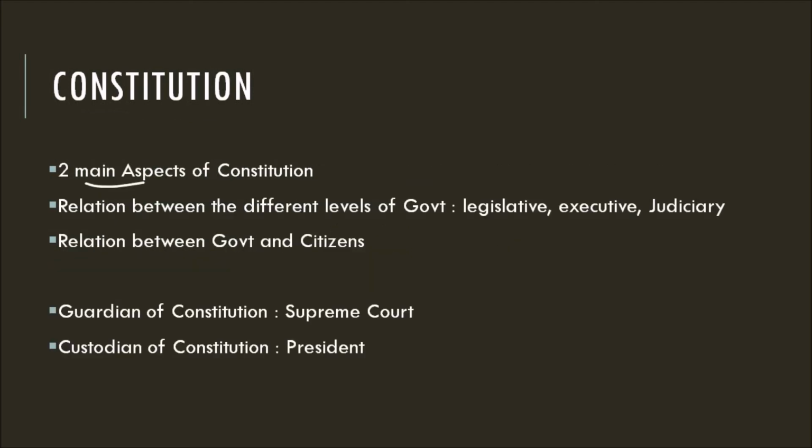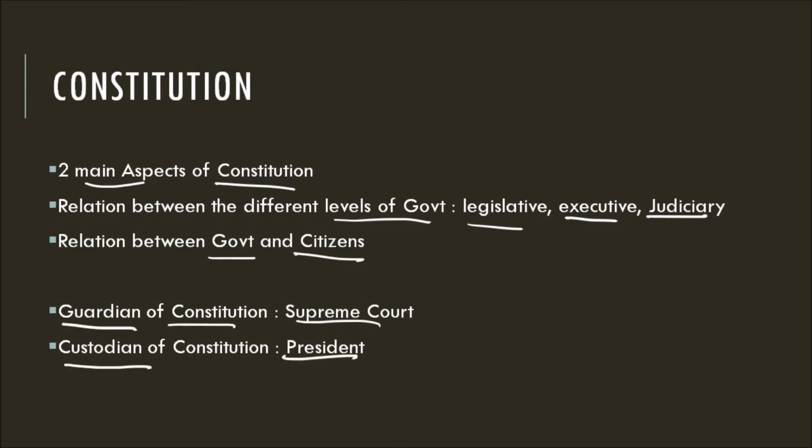There are two main aspects of constitution. It defines the relationship between different levels of government, which are legislative, executive, and judiciary. And it also defines the relationship between government and its citizens. Remember, Supreme Court is the guardian of the constitution and the President is the custodian of the constitution. These two questions are often asked in the SSC examinations.